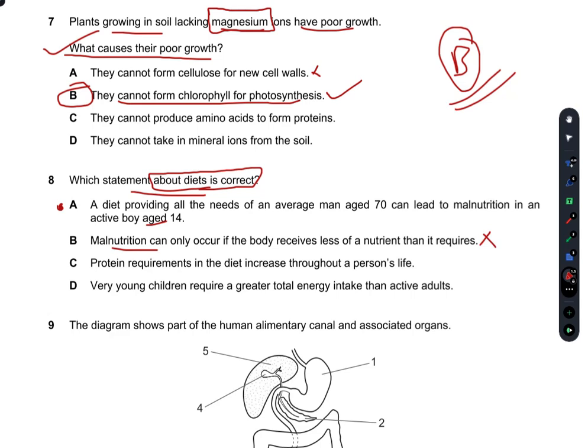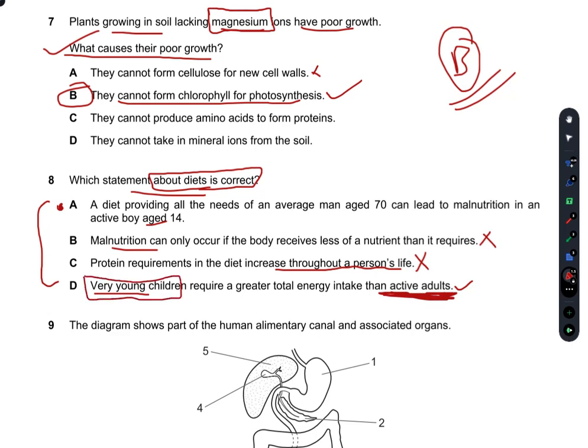C: Protein requirements in the diet increase throughout a person's life. No, they do not increase throughout a person's life. D: Very young children require a greater total energy intake than active adults. So among A and D, one option is correct. Now, how can I eliminate D? We know that active adults eat a greater amount of food. Their appetite is heavier than a very young child's.